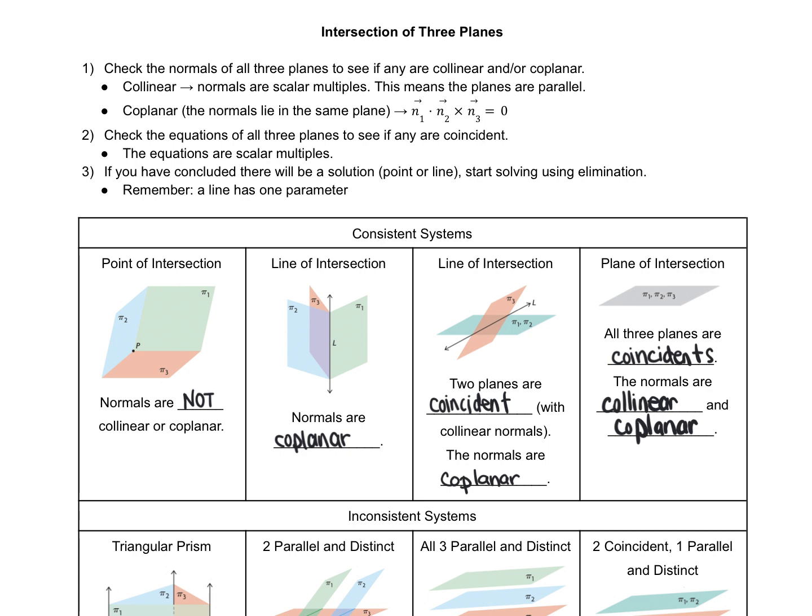checking to see if the normals are coplanar, meaning the normals lie in the exact same plane. Then we also want to check the equations of the three planes to see if any of them are coincident, meaning you can multiply one equation by a scalar multiple fully to get the other equation. Once you check these things, then you can conclude what scenario you're in, because we actually have 8 different scenarios of how three planes can interact. So let's take a look.